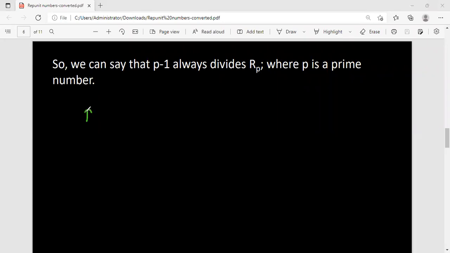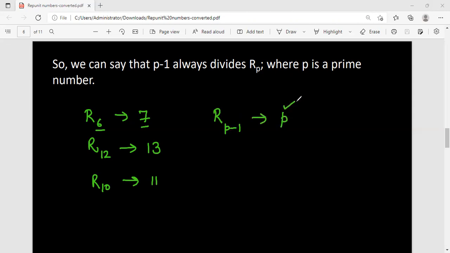So if I take R6, we have seen that this is divisible by 7, right? You take any prime number like 13. If I take R12, R12 will be divisible by 13. If I take 11, R10 will be divisible by 11. So I can conclude that whenever we have R(p minus 1) and we are dividing it by P, where P is a prime number which is more than 5, prime more than 5.